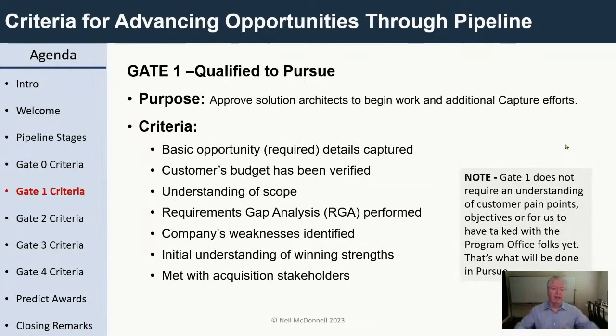When I'm in qualified, the reason I'm really paying attention to this is because when I approve gate 1, which is going to move it from qualified to pursue, the purpose of that gate is to approve other people to work on it. I'm going to approve solution architects. So they're not working on it in qualified. They're going to work on it in pursue. So I don't want to move anything to pursue until I'm ready, till I've met the criteria that I've listed here.